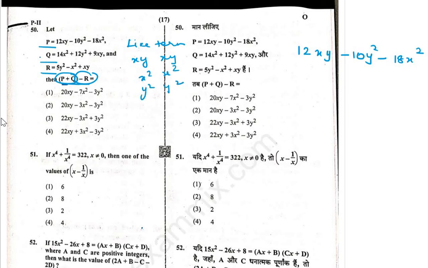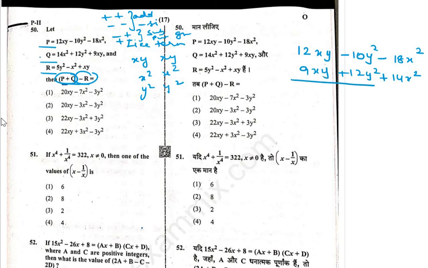Sign is important, the sign rule is important. Same sign means you add and put the same sign. Different sign means subtract and put the greater number's sign. That is the rule. So what is Q? With the sign you have to write 14x square, 12y square, 9xy. If you are adding, no need to change any sign. 21xy, the minus and the plus, so greater number sign, 2y square. Here also.